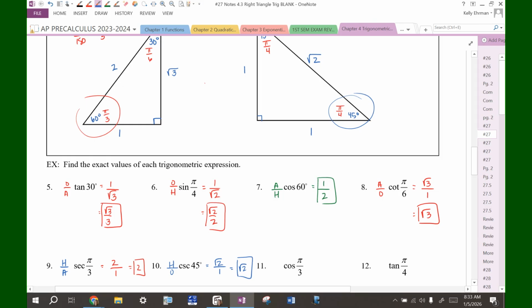Cosine of pi over 3. So here's pi over 3. Cosine is adjacent over hypotenuse, and so that's 1 over 2. Tangent of pi over 4.